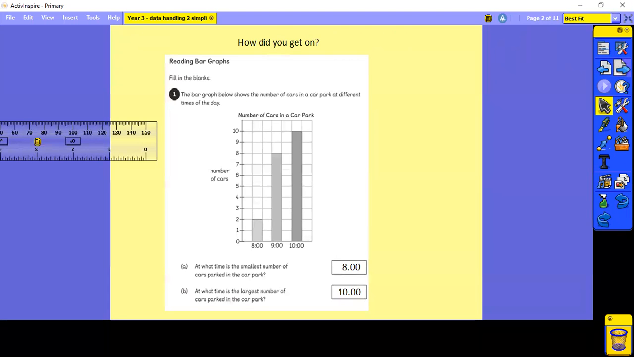How did you get on? So what time is the smallest number of cars parked in the car park? Well, we can see clearly that the smallest number is here, and that was 8 o'clock. At what time is the largest number of cars parked in the car park? We can see here that this had the most, and that was at 10 o'clock.